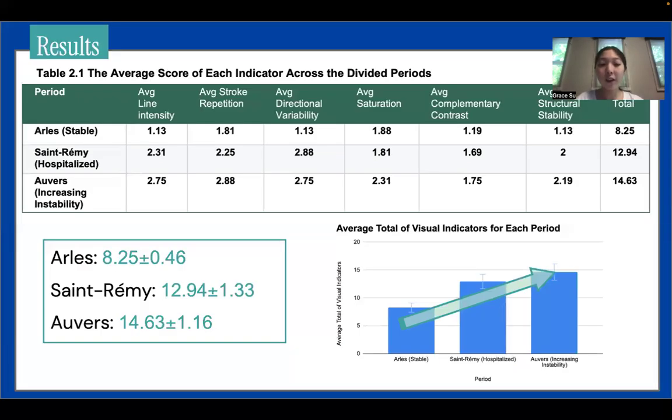The results showed a very clear trend. The average total score increased steadily across the 3 psychological periods, from 8.25 to 12.94 and to 14.63. The relatively low standard deviation shows the consistency of the scoring system. This supports the idea that artistic expression may reflect underlying psychological states. These findings align with theories from art therapy and projective drawing work.